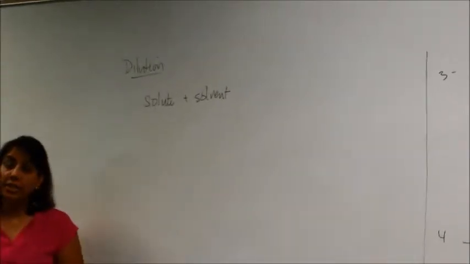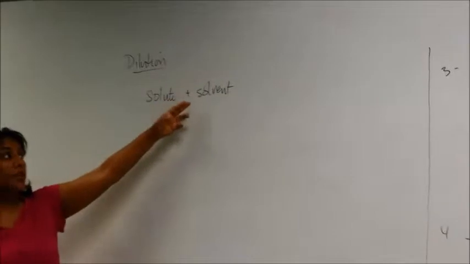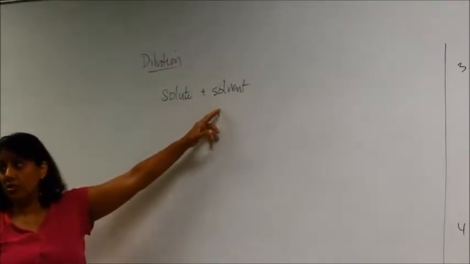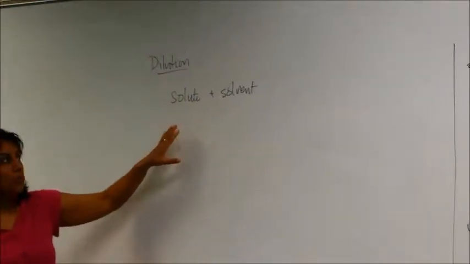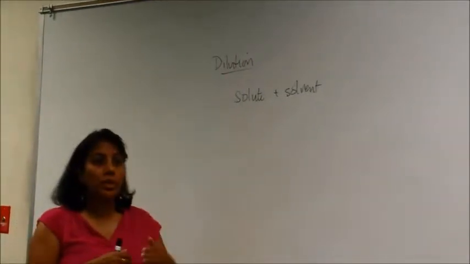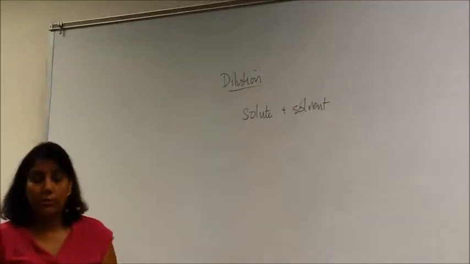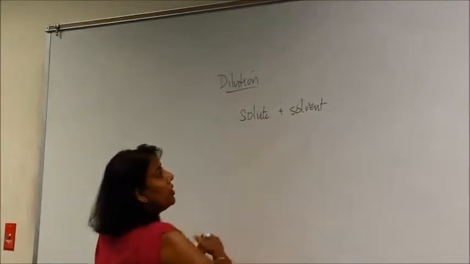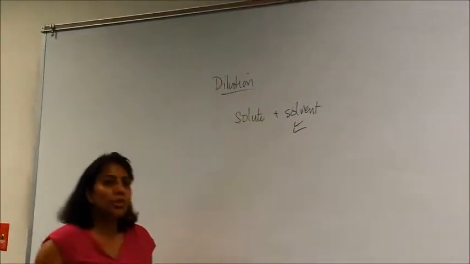When you're doing dilution, you're adding more of the solvent. If you add more of the solute, that's not called dilution, because what you're doing by adding the solute is making it more concentrated. So you don't add solute to make it diluted, you add more solvent for dilution.